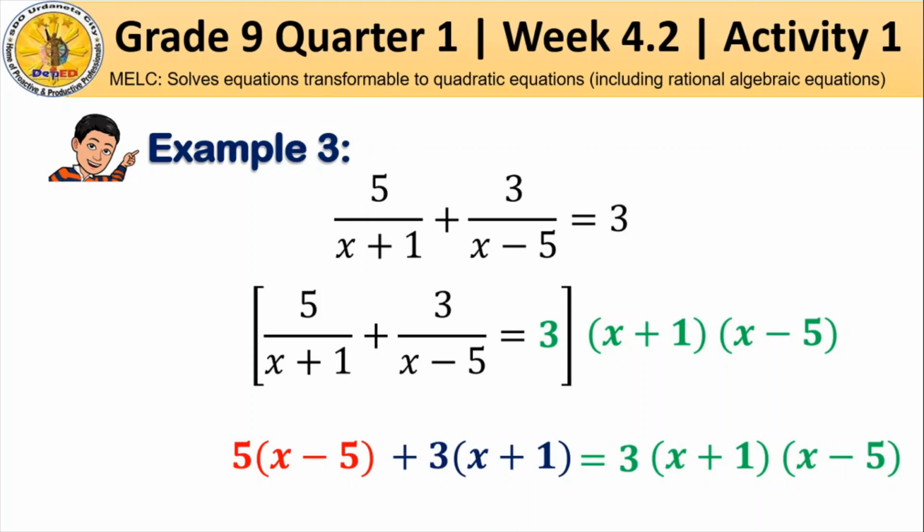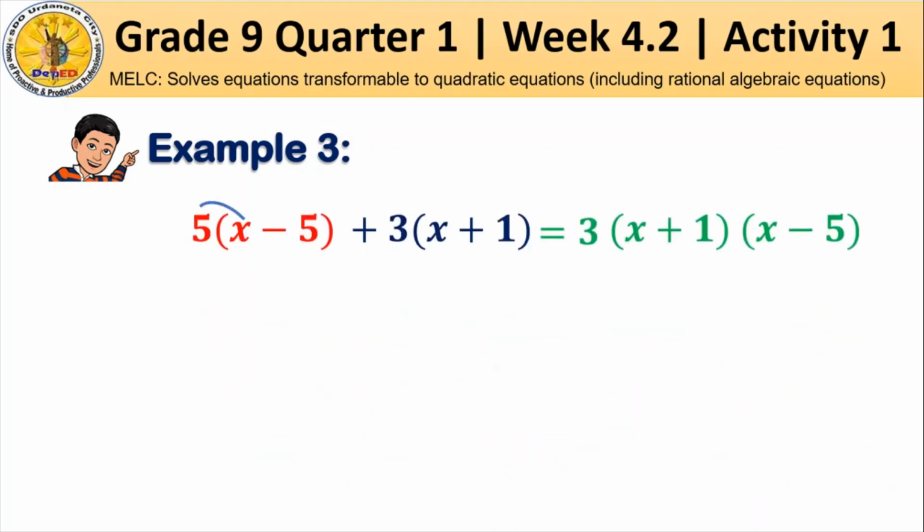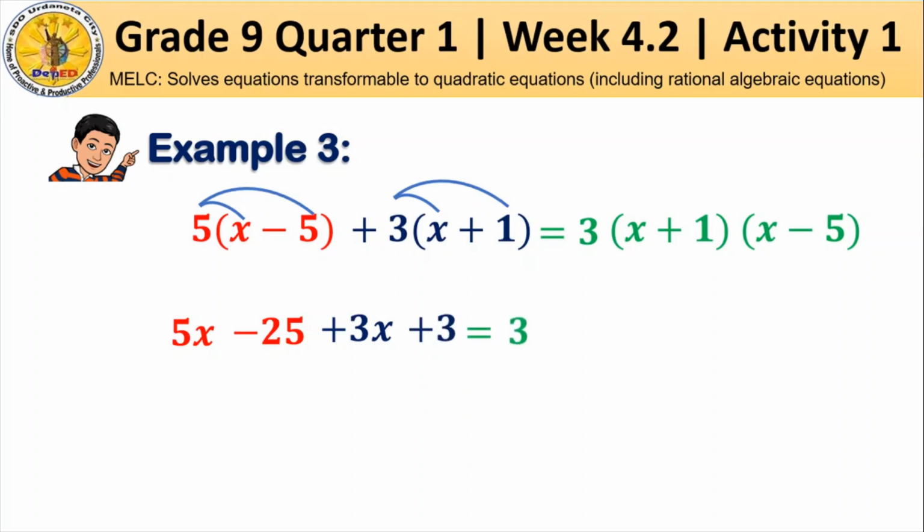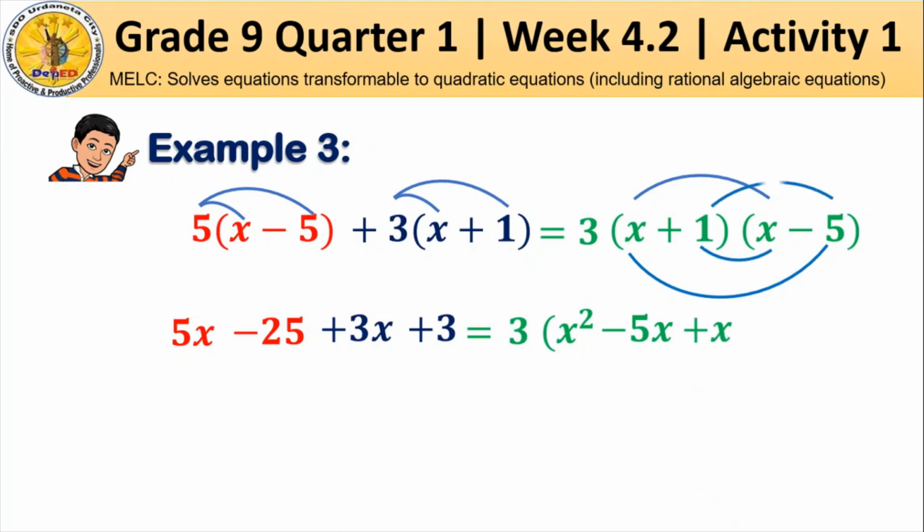Next, we simplify. By distributive property, we have 5 times x is 5x. 5 times negative 5 is negative 25. 3 times x, we have positive 3x. 3 times 1, we have 3. That is equal to 3 times the equation using the FOIL method. X times x is x squared. X times negative 5 is negative 5x. 1 times x is positive x. And 1 times negative 5 is negative 5.